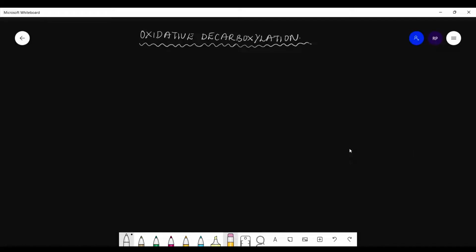Last time we had seen the steps of glycolysis where one glucose molecule is broken down into two pyruvate molecules through 10 steps we saw in the EMP pathway. Now the next step, what is going to happen? The two pyruvate formed is going to be sent to the mitochondrial matrix.